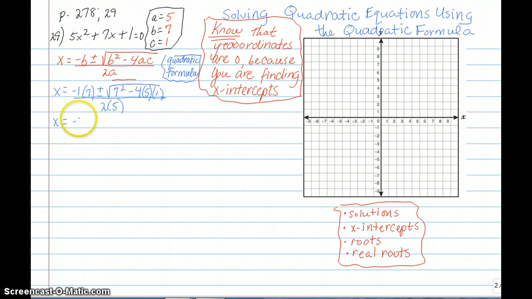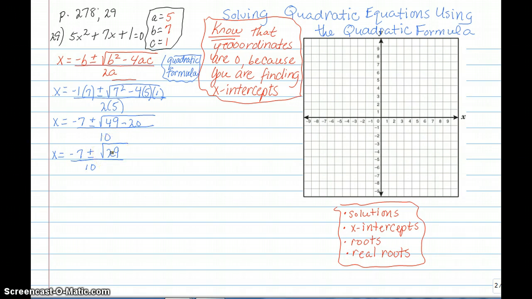X equals negative 7 plus or minus the square root of 49. Now this is going to stay subtraction, minus, because it's 4 times 5 times 1, which is 20. There's no other negatives. And it's all over 10. X equals negative 7 plus or minus, this is where you get your two answers, plus or minus, and 49 minus 20 is 29. Square root of 29 now, over 10.